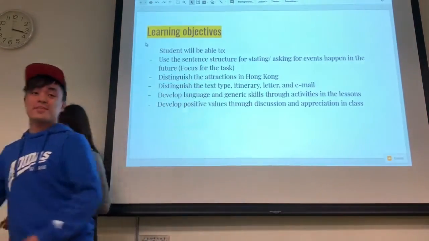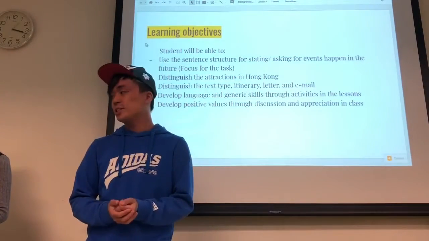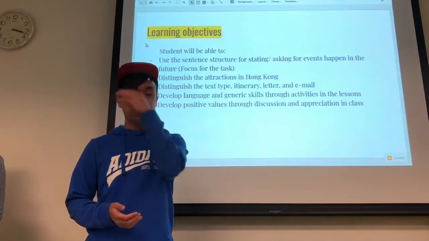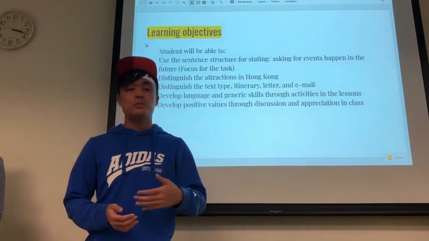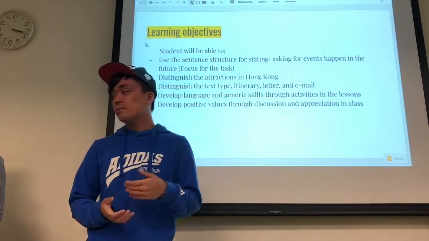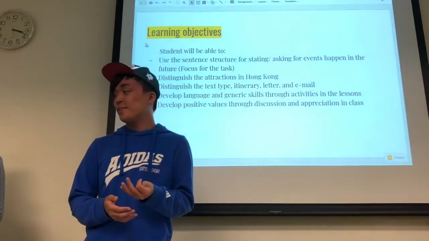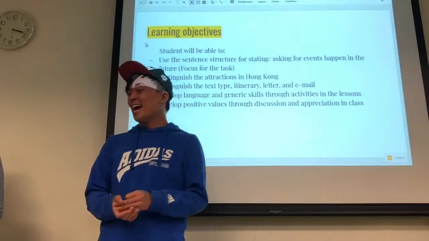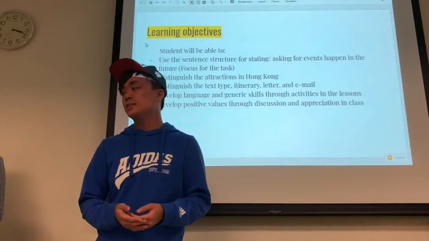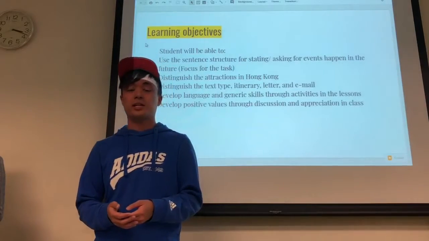So for the learning objectives of these lessons, a student will be able to use different sentence structures for stating and asking for events that happen in the future, and they can distinguish attractions in Hong Kong, because we will teach some attractions of Hong Kong in the lessons. The third objective is to distinguish the text types between itinerary, diary entry, letter, and email. The fourth objective is to develop language and generic skills throughout the activities in the lesson. And the last one is to develop positive values through different discussion and appreciation in class.